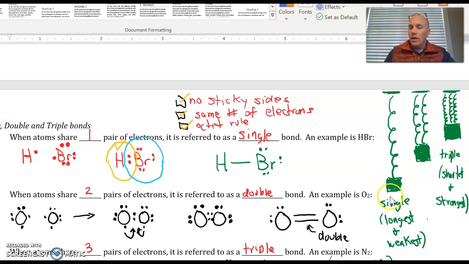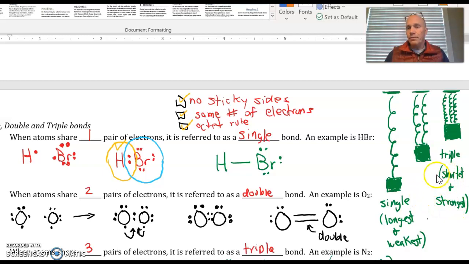The same analogy applies if you think of each spring as being a bond. If you do it with a single spring, that's like a single bond, and it is going to be the longest of all of these types of bonds. It's also going to be the weakest. There's only one spring holding those together, so it would be easier to break this bond than, say, a triple bond. By comparison, the triple bond is going to be the shortest. If you distribute that same weight with three bonds, it's not going to hang quite as low, so it's the shortest, but it's also the strongest.